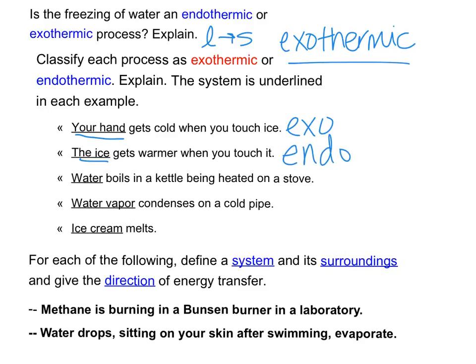Water boils in a kettle being heated on the stove. All right, so water is boiling, so that water is absorbing heat from liquid phase to gas phase, and it's absorbing heat that's provided by the stove. So it's weird to think about, but boiling is endothermic. Water vapor condenses on a cold pipe. Well, water vapor, gas, loses energy to become liquid, and that is exothermic. Ice cream melts. What happens with the heat? The system is the ice cream. Endothermic, because the heat goes into the ice cream and melts it.